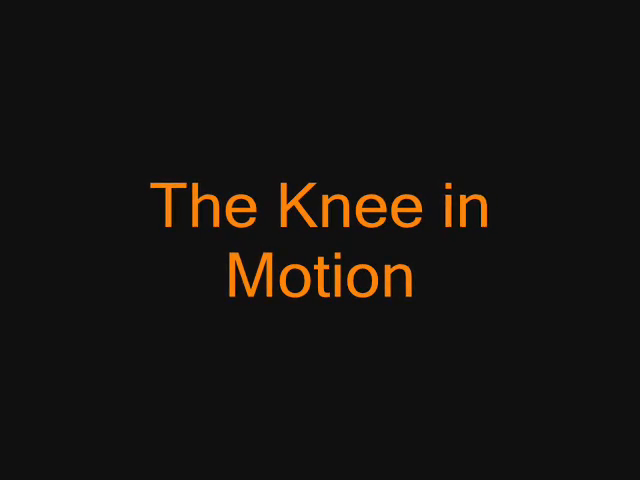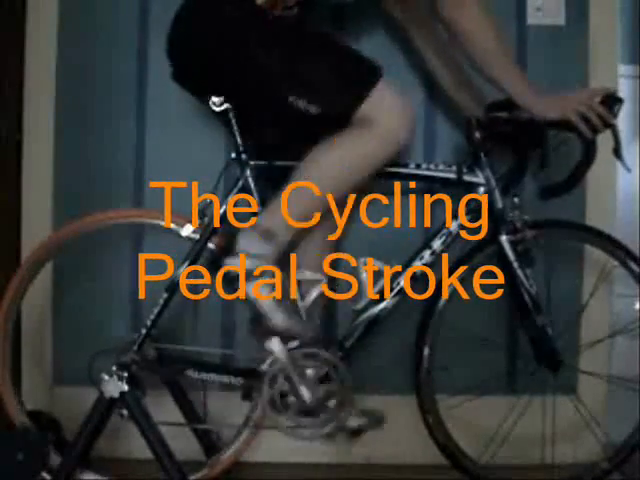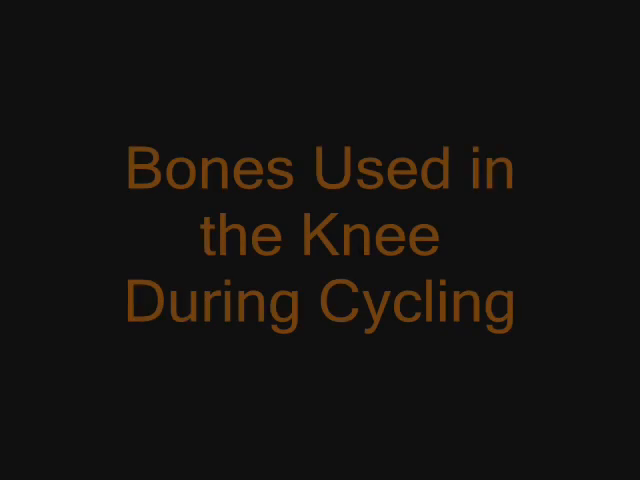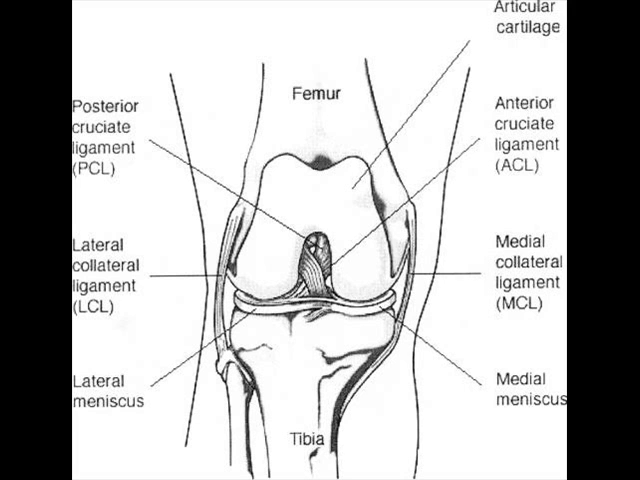The knee in motion. Bones used in the knee during cycling. There are two bones used in the knee during cycling, the femur and the tibia.